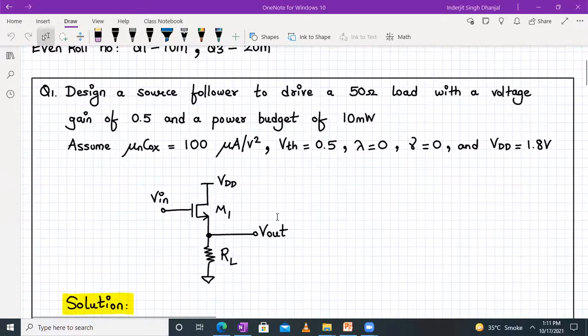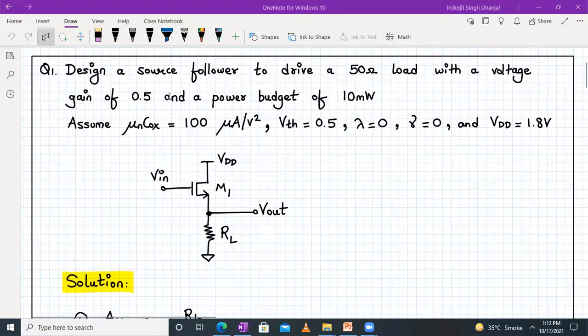Question number 1 says that we have to design a source follower to drive a 50 ohm load with a voltage gain of 0.5. We have been given a load of 50 ohms, a voltage gain of 0.5, and a power budget of 10 milliwatt. Some transistor parameters are given: mu n Cox is 100 microampere per volt square, VTH is 0.5, lambda is 0, and gamma is 0. That means channel length modulation is not present, and body effect is not a concern. VDD is given as 1.8.